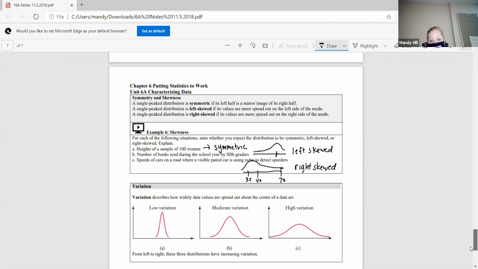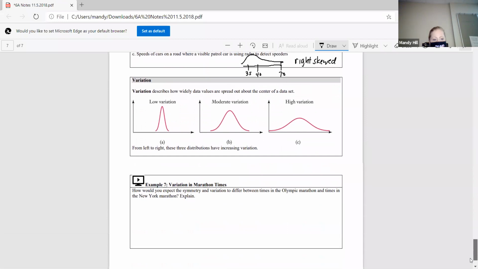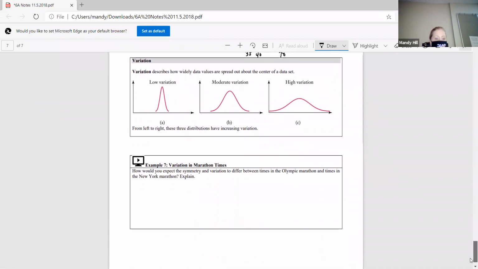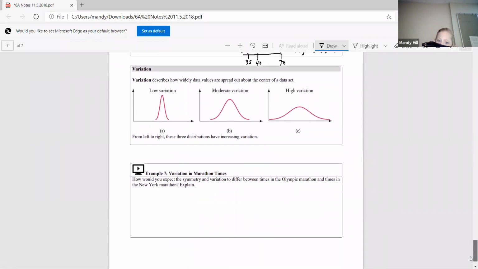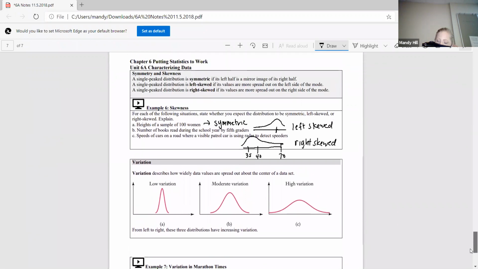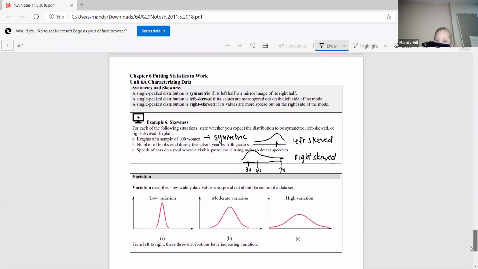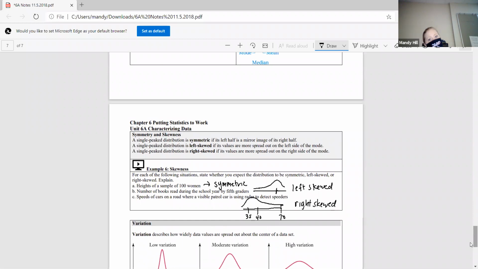So I think that we've got variation here, and we've got one more example. So I think we're going to talk about that on Friday. In addition, on Friday I'm going to post a video on how to find mean, median, and mode on the TI-84 graphing calculator. And I will post that as soon as class is over on Friday.